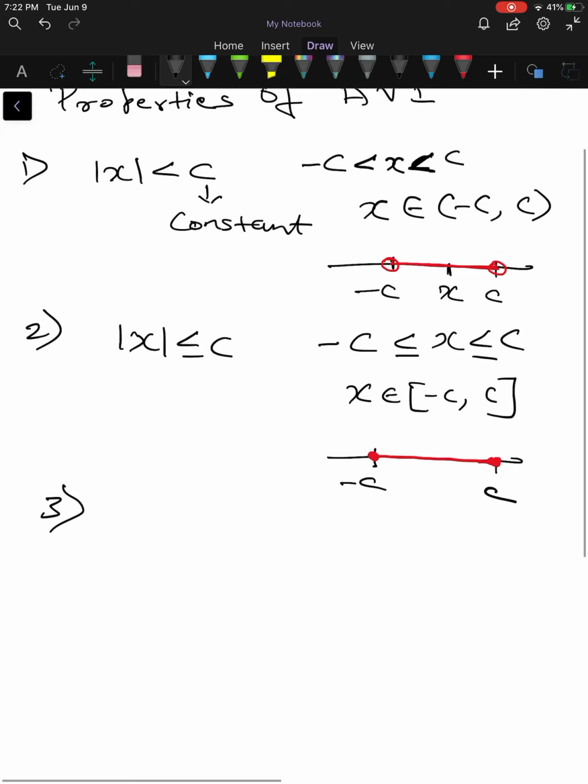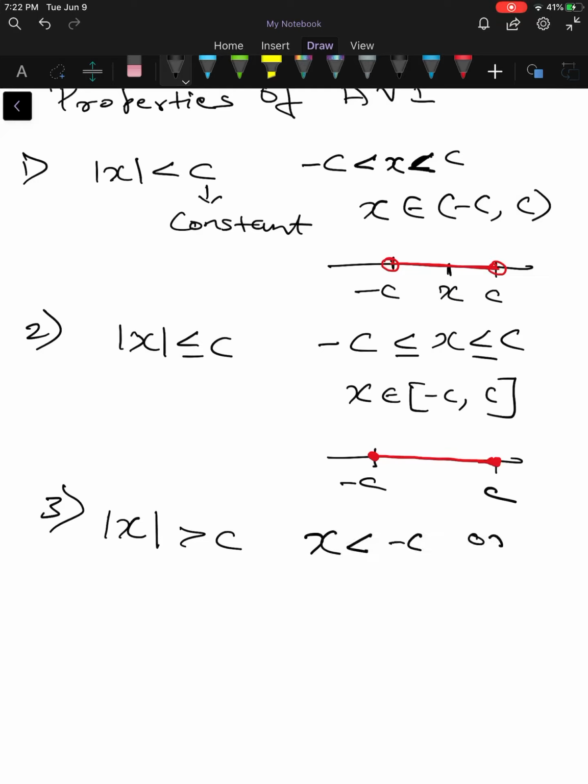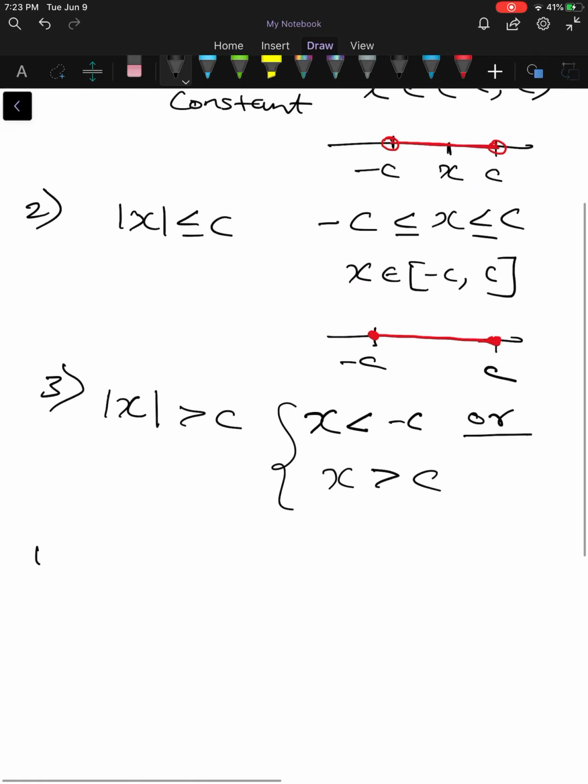Third property, absolute value of x is greater than c implies x can be less than negative c, or x can be greater than c. So or represents that either one of the statements can be true. Either x can be less than negative c or x can be greater than c. So any one of the statements can be true, or both of them can be true simultaneously.